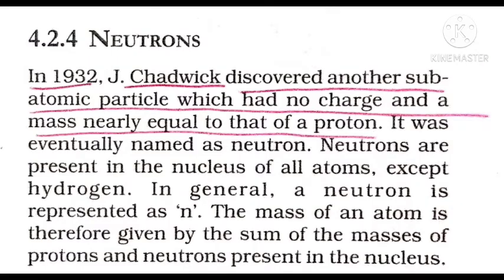Neutrons. In 1932, J. Chadwick discovered another subatomic particle which had no charge and a mass nearly equal to that of a proton. It was named the neutron. Neutrons are present in the nucleus of all atoms except hydrogen. In general, a neutron is represented as n. The mass of an atom is therefore given by the sum of the masses of protons and neutrons present in the nucleus.